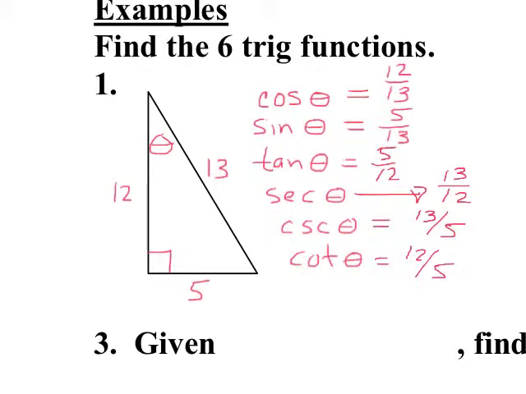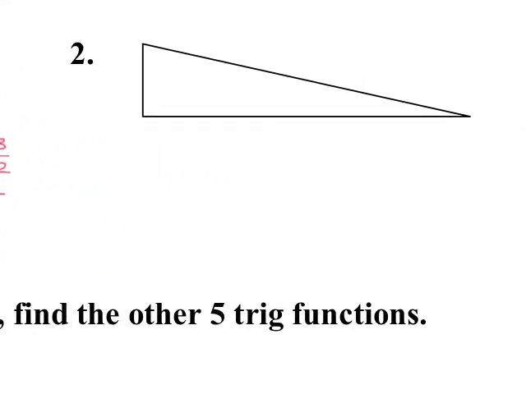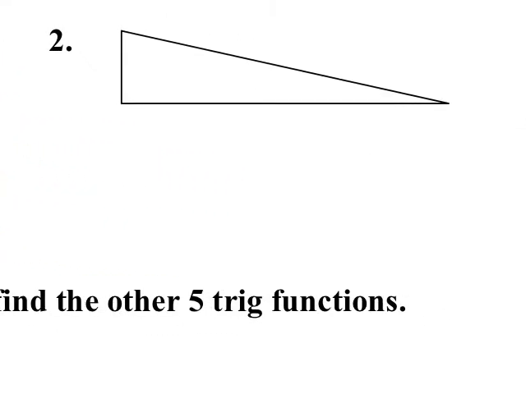Okay, so any right triangle, given certain information obviously, you should be able to come up with the 6 trig functions. Okay, so let's try another one. This would be a good one for you to hit pause and try on your own. Let's say I tell you that this is theta, this is a right angle, and this is 25, and this is 24. And I want to know what are the 6 trig functions. So hit pause and give it a shot.